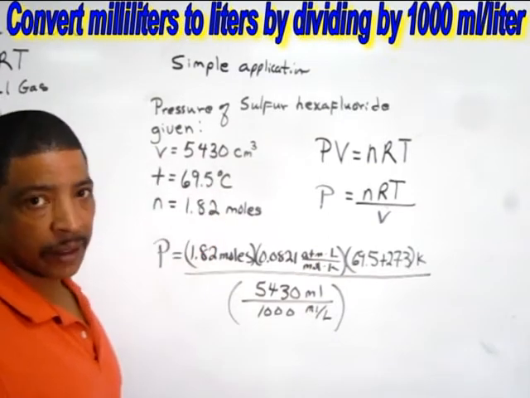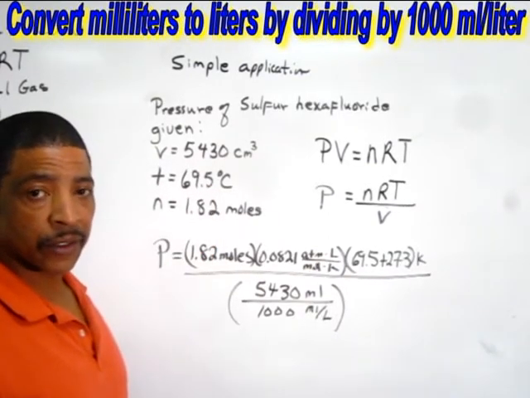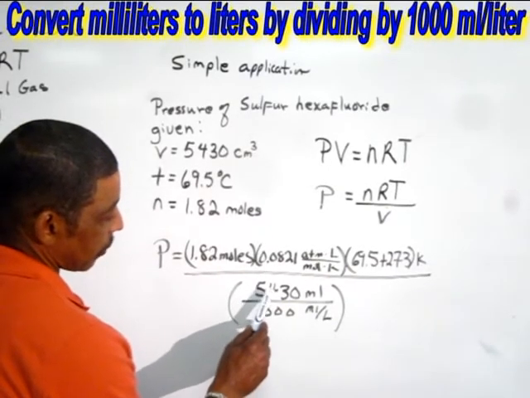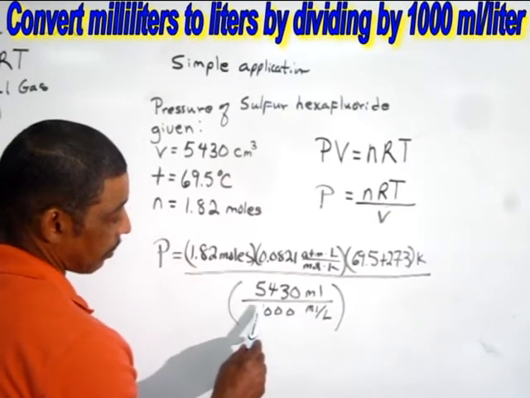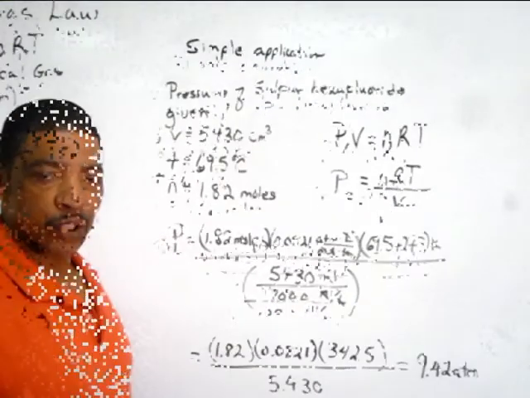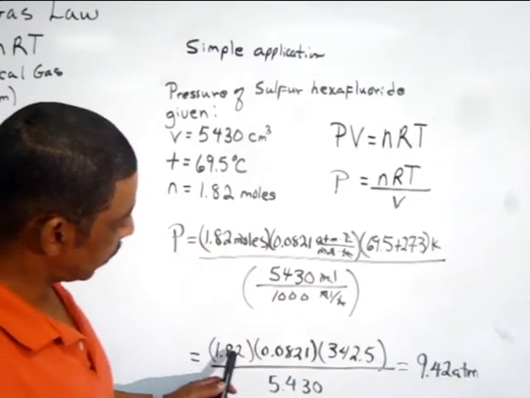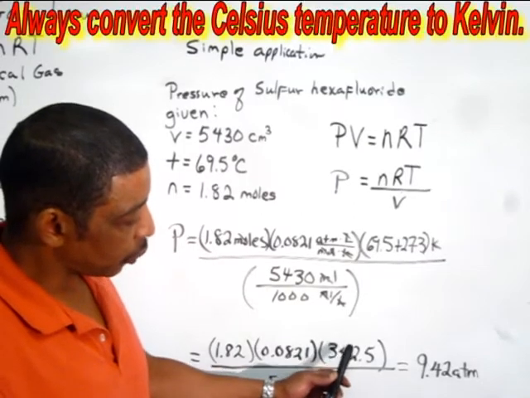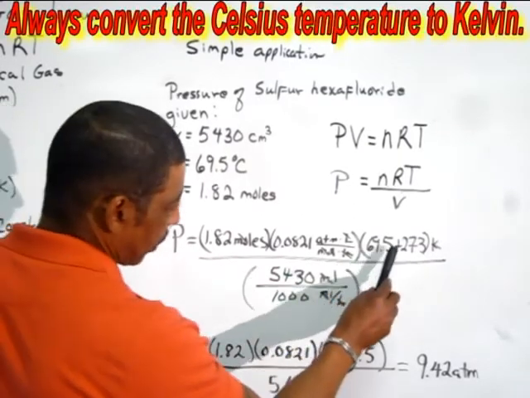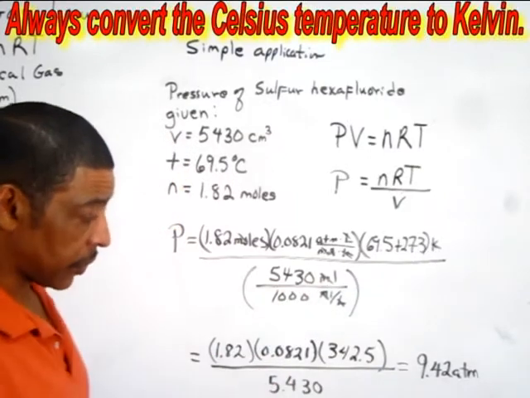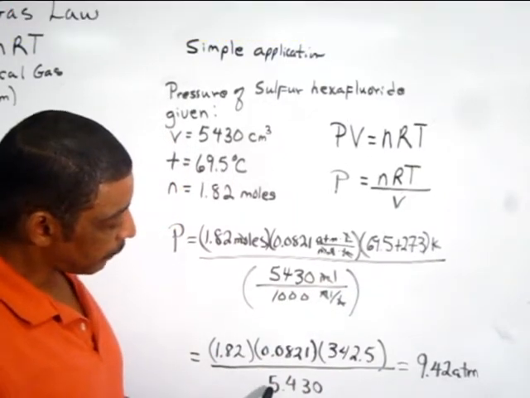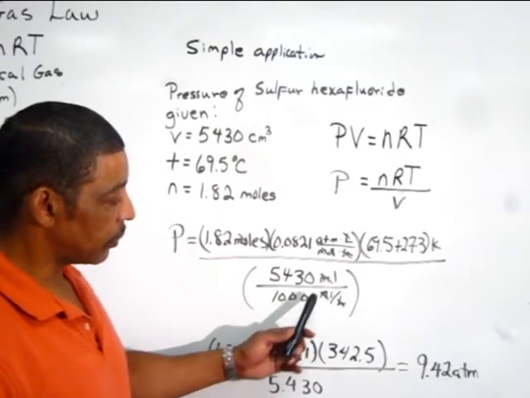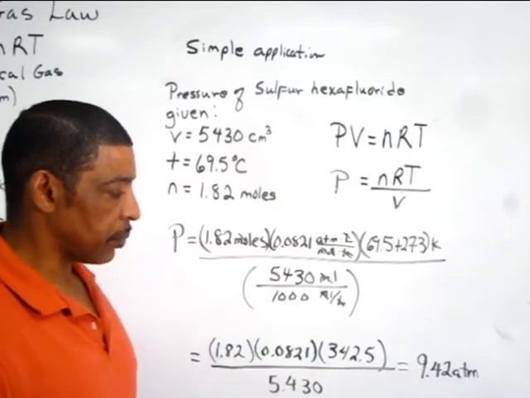However, the volume is given in milliliters. To convert milliliters to liters, divide by 1,000. So we're dividing by 5,430 mLs, which is divided by 1,000 mLs per liter, which may now be rewritten as follows. 1.82 times 0.0821 times 342.5, which is 69.5 plus 273, which represents our temperature, divided by 5.430 liters, which is 5,430 milliliters divided by 1,000 milliliters per liter.